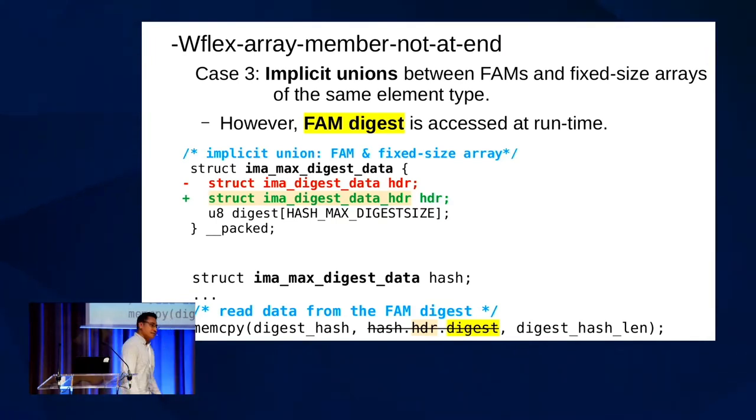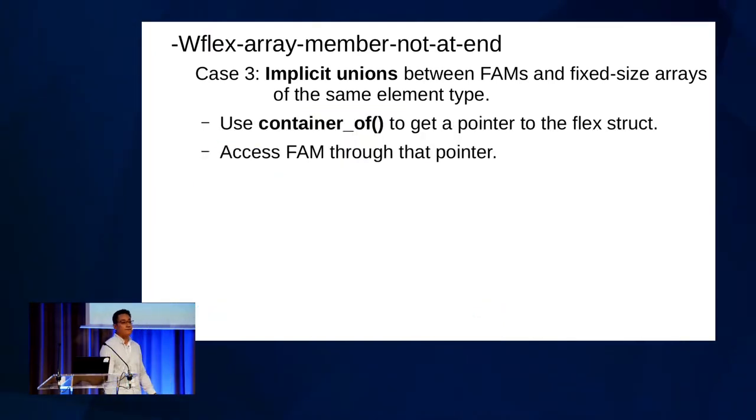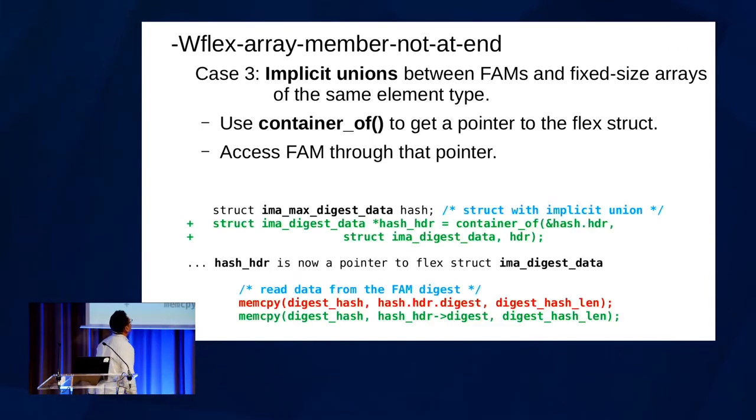So the solution we figured in this case is that we could use container_of. We could do some tricks, and we could use container_of to access that flexible array member if we manage to get the address of the flexible structure. And with that address and with that pointer, we can access the flexible array member. So let's see how this works.